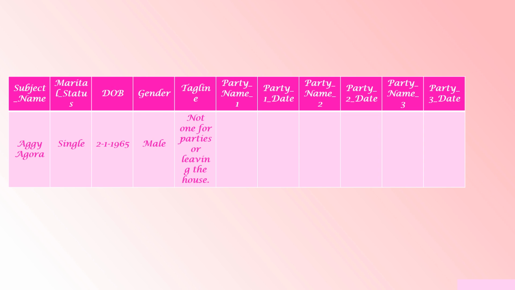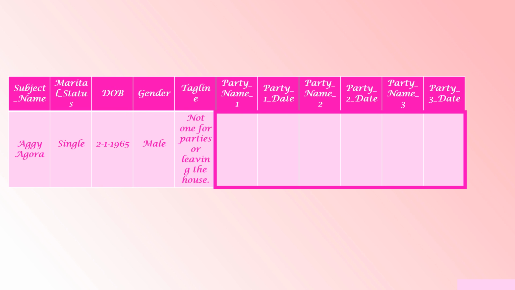So let's take a look at Iggy Agora's row. Iggy is not one for the parties and really doesn't attend many. However, because many subjects will attend many parties, there are several columns for parties in Norma's design. These columns will be all blank for Iggy. So this is not necessarily the most efficient use of space.